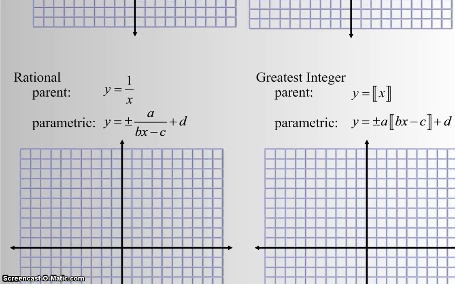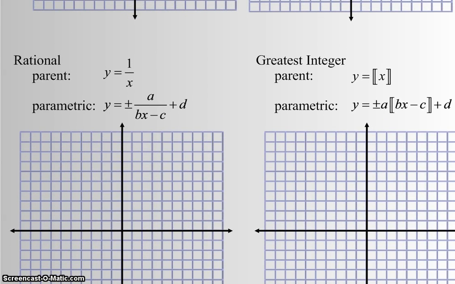Our next family is the rational family, the graph of y equals 1 over x. Now, if we're graphing y equals 1 over x, we have two branches to this function. That's one of the differences in a rational function. It has branches and it has asymptotes. And hopefully you remember from Algebra 2 what an asymptote is.